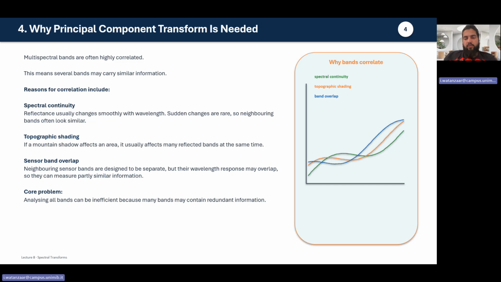Although these things were not explained in much detail in the previous lecture of the basic analysis, here it's in more depth. The core problem is that analyzing all the bands can be inefficient because many bands may contain redundant information. That is the overall idea. The slide shows a graph in which they are showing the spectral continuity, topographic shading, and the bands overlapping.